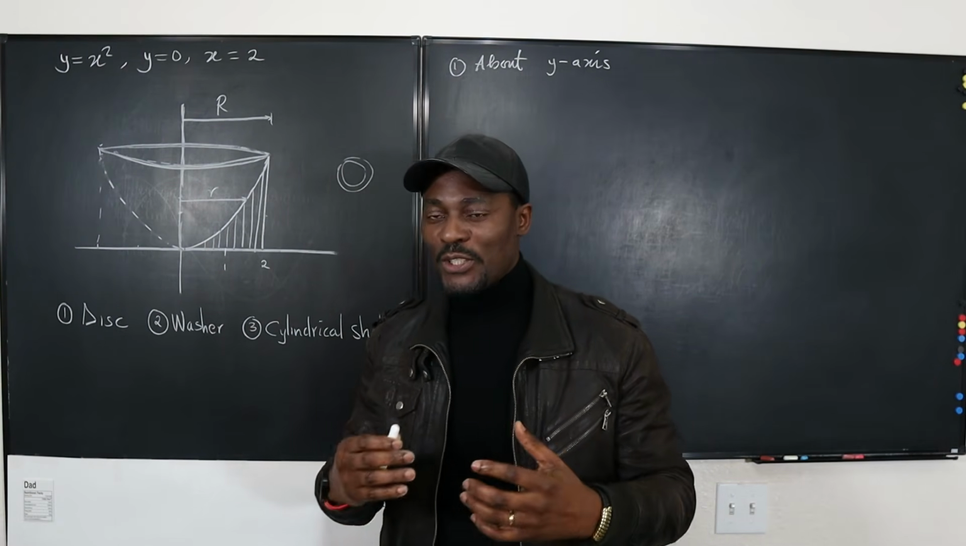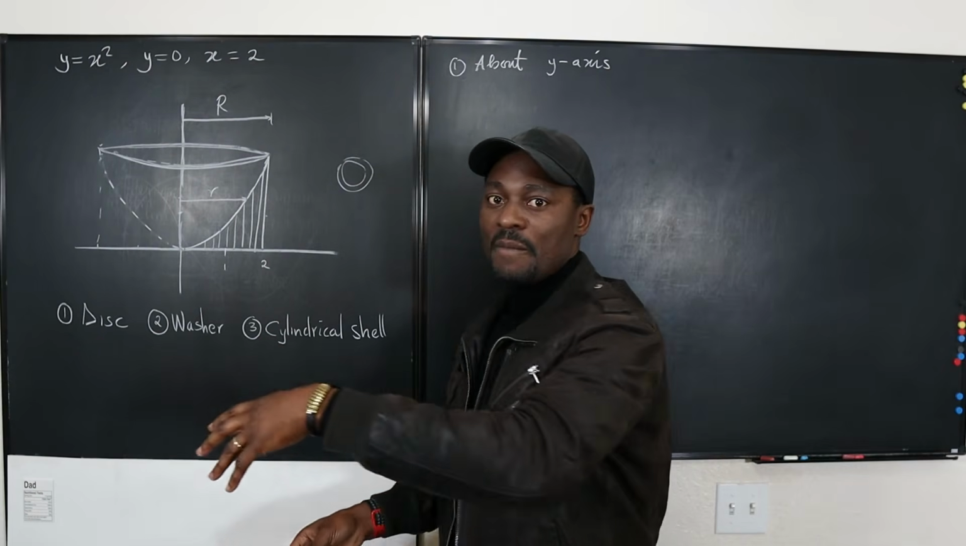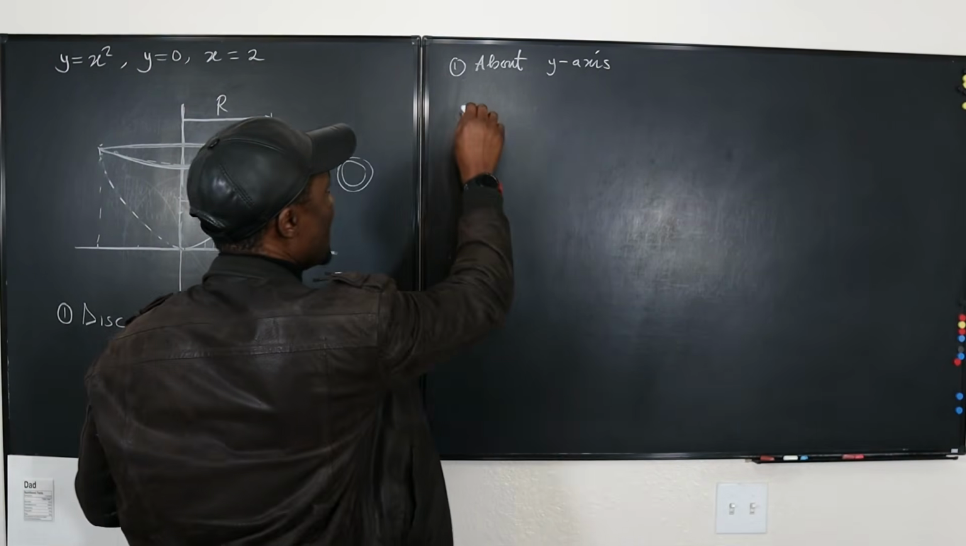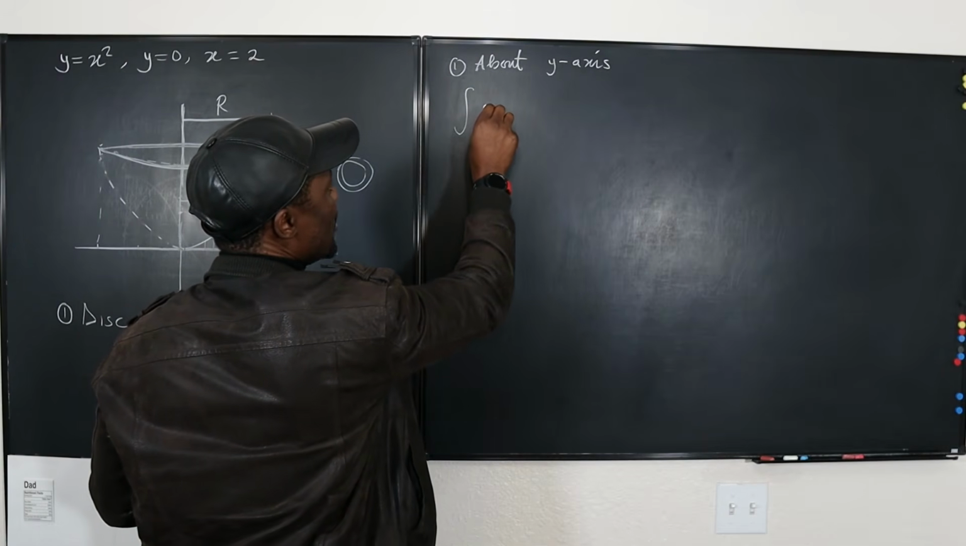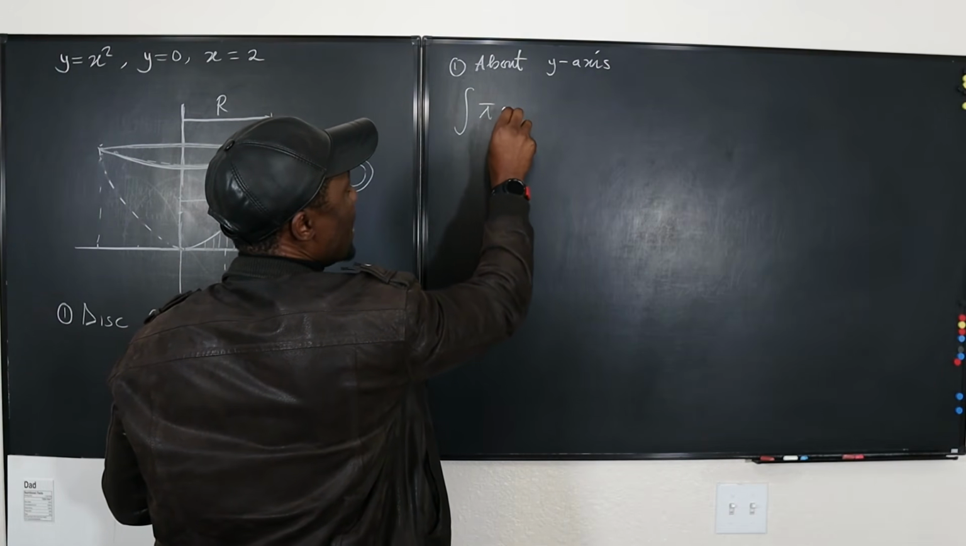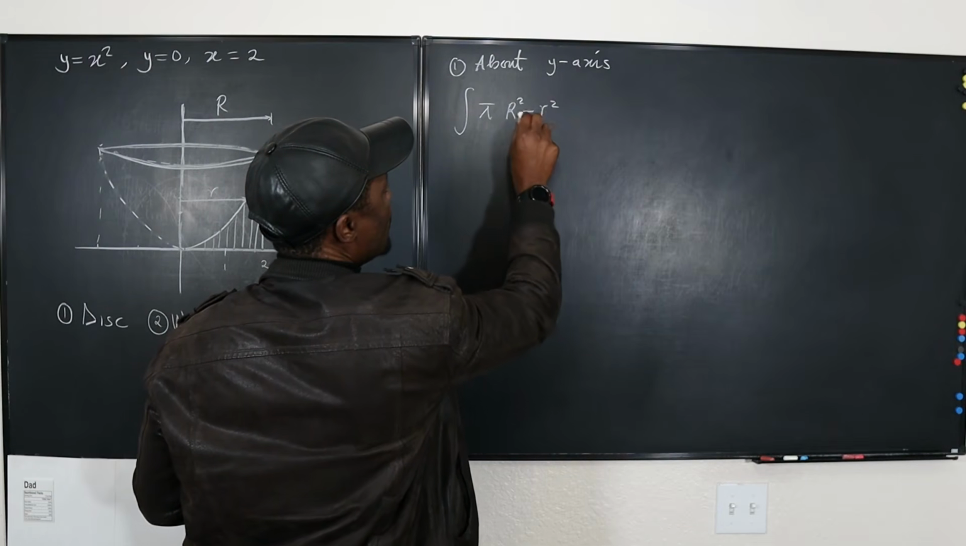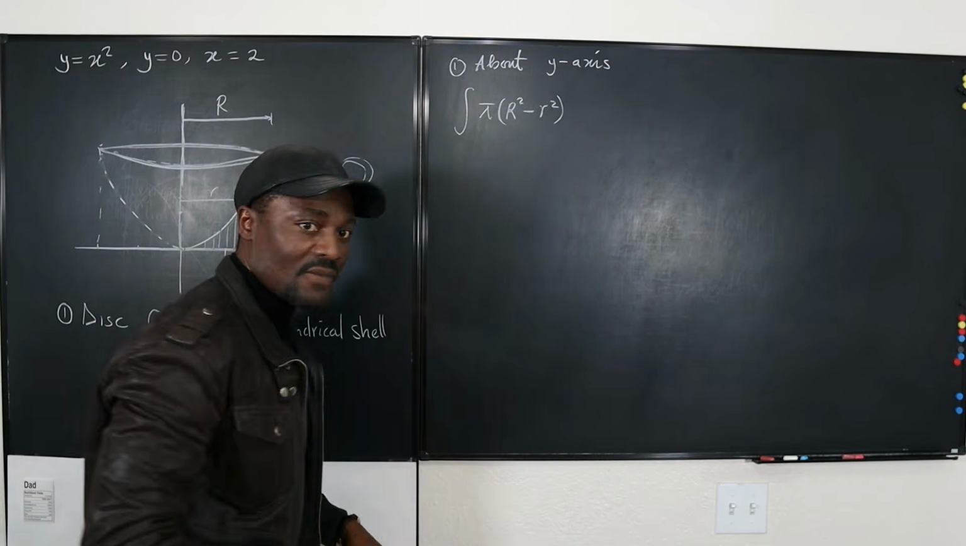Okay, so what do you call this area? It is just pi r squared, but we have two r's. So we're going to say our integral is going to be pi. Instead of saying r squared, it's going to be big R squared minus small r squared. That's how we write it.